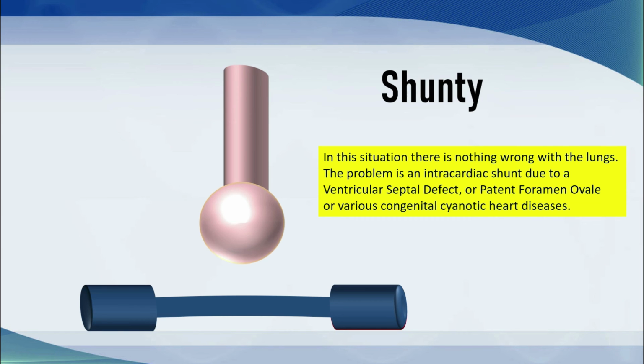The problem is an intracardiac shunt due to a ventricular septal defect or patent foramen ovale or various congenital heart diseases. And you should always suspect this when the chest x-ray is completely clear and the patient is hypoxic. And there are a variety of different tests that can be done, for example, a bubble study using an echocardiogram. In this situation, it's essential to consider various alternatives and to consult a cardiologist.